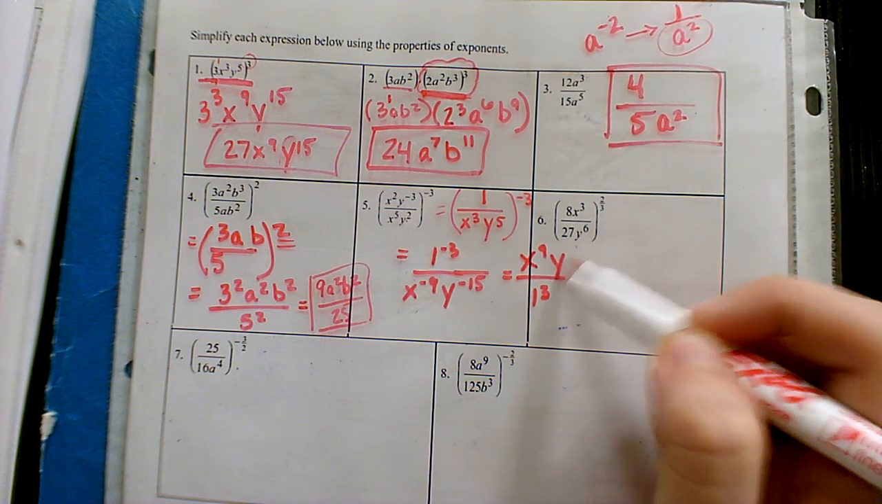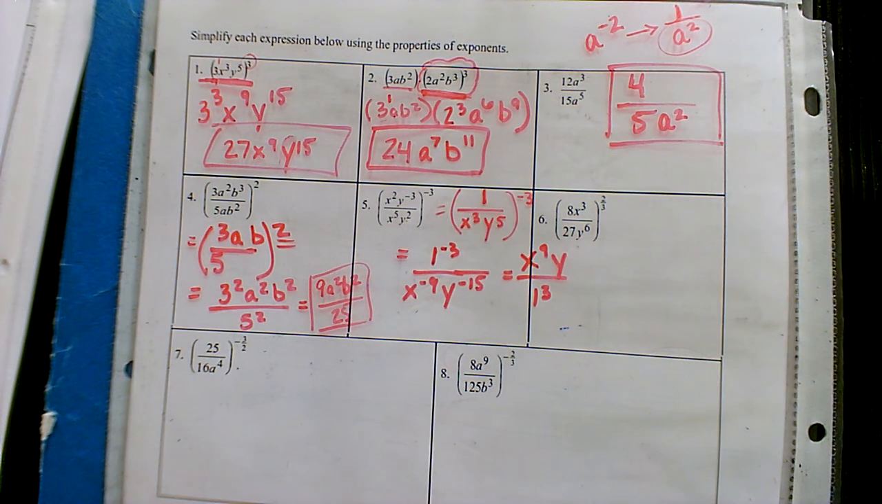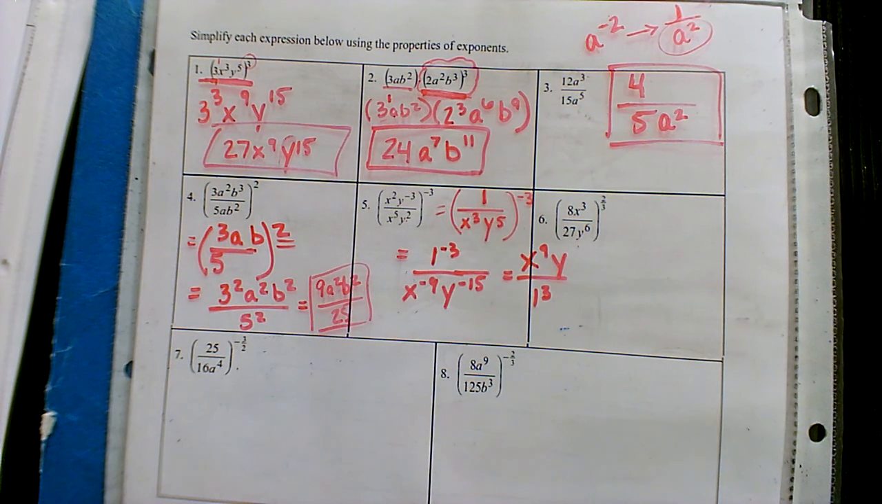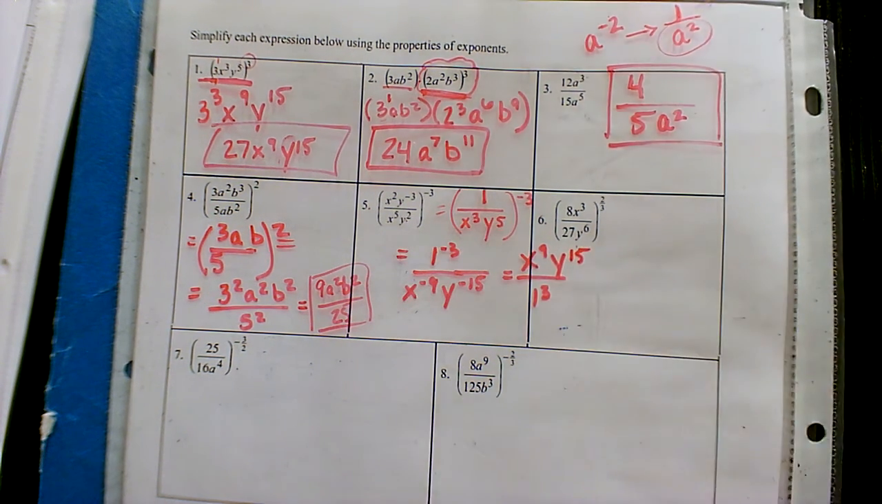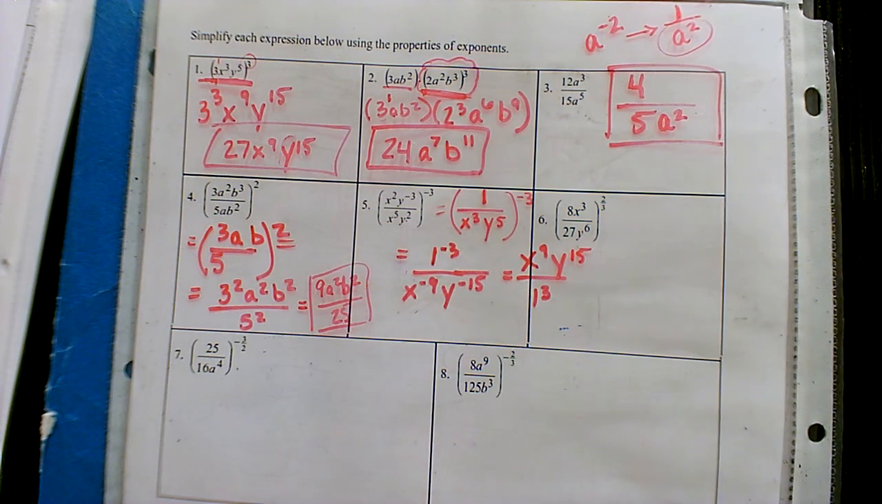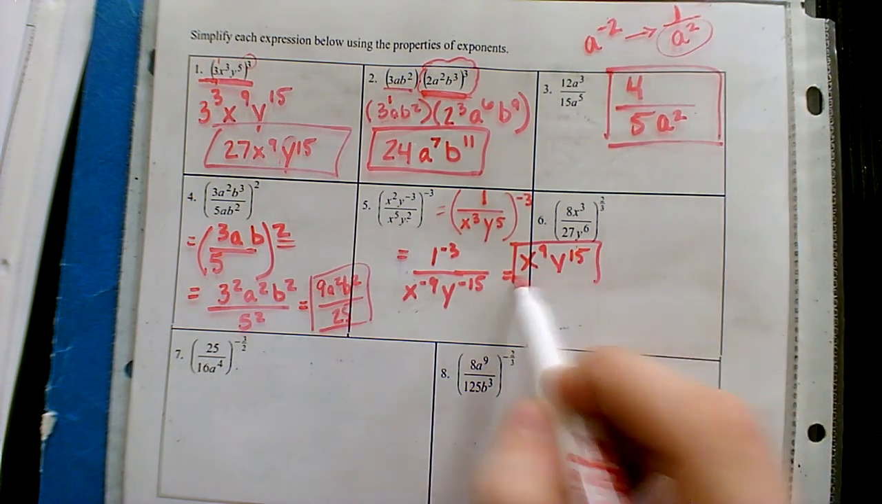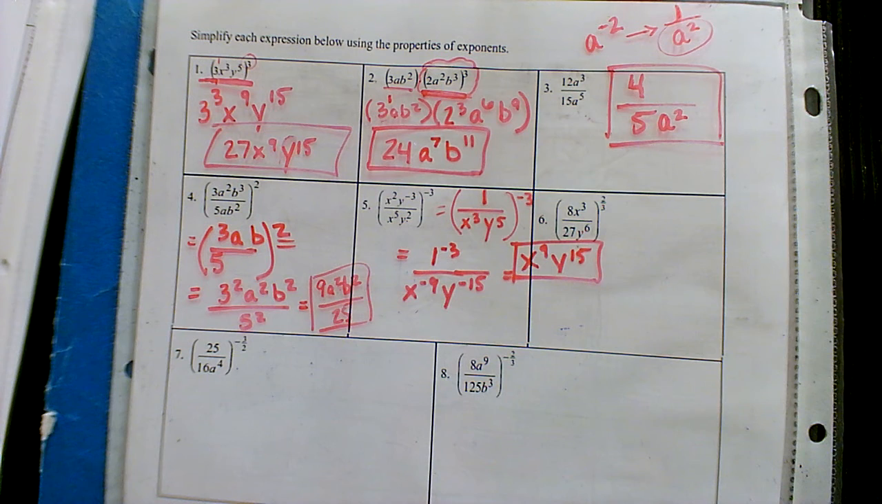Is it negative? They're negative. Okay, negative power does not always mean bottom. Negative power means move or switch. So if you have a negative power on the bottom, you can move it or switch it to the top. And like Travis said, 1 to the 3rd is just 1, so you don't really have to worry about that being there. And we have x to the 9th, y to the 15th.